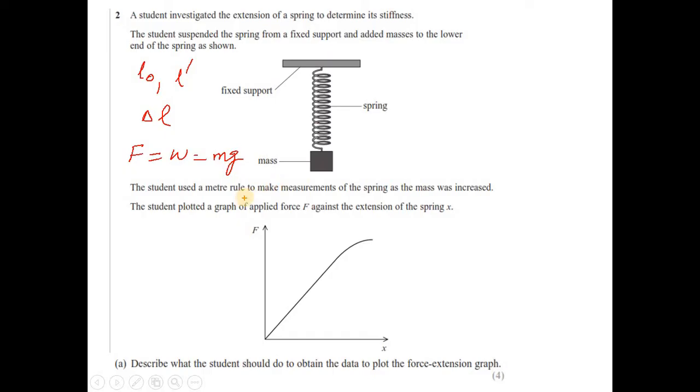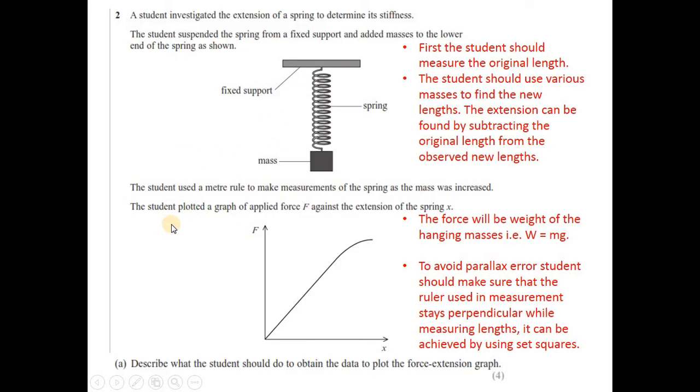You need to write the plan only. And of course you need to say about the measuring technique: the student should make sure that the ruler used to measure the length is vertical, so he or she can use a set square to make the ruler perpendicular. So you can include all these points.